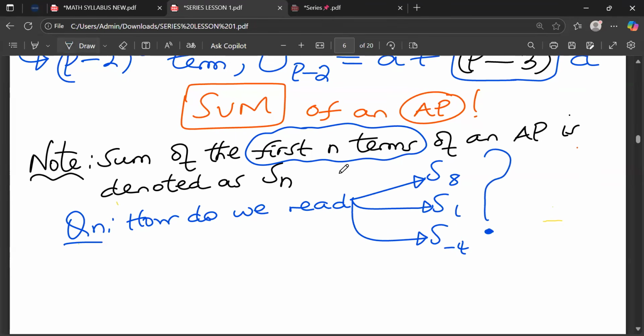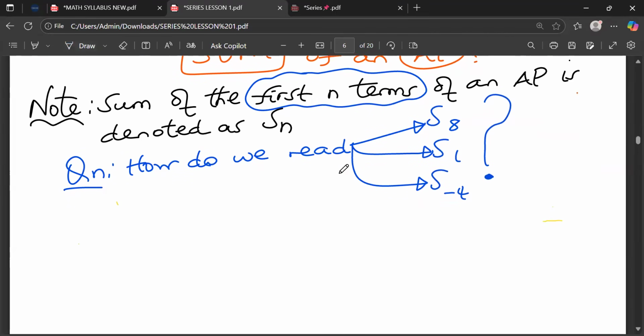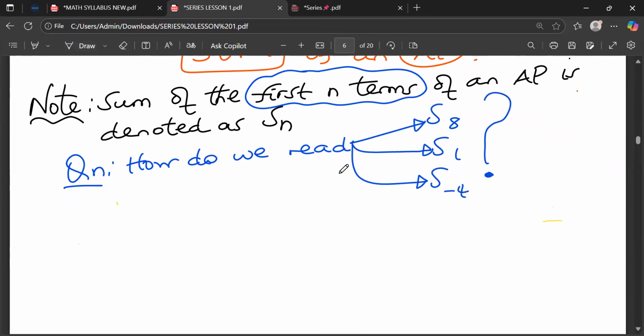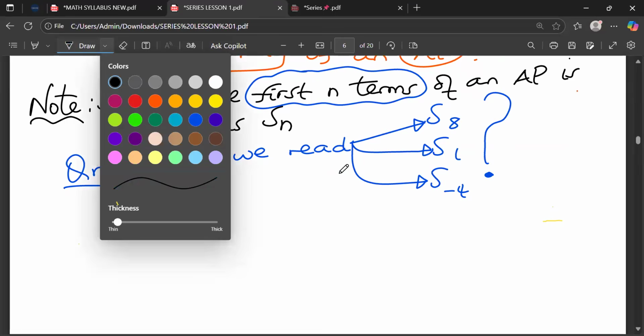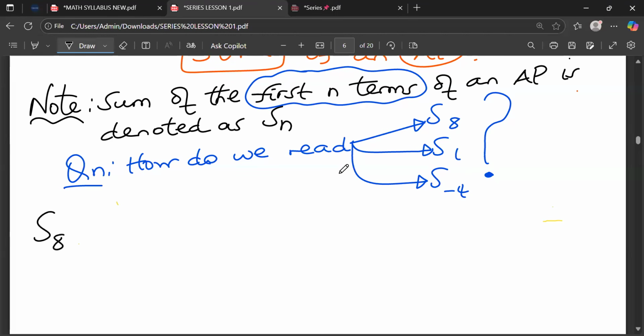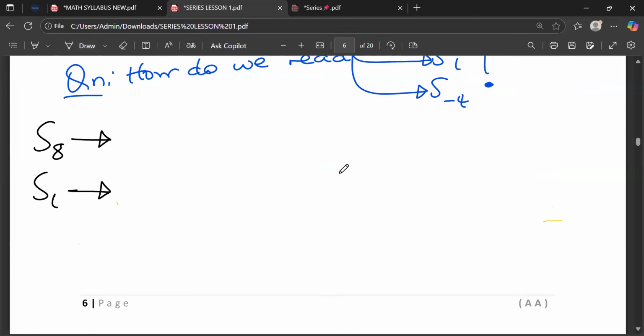For me, I've just put a note. I want people's responses. How do you read S8? I'll write it there. How do I read S1? How do I read S of negative 4, before we go to the real thing?